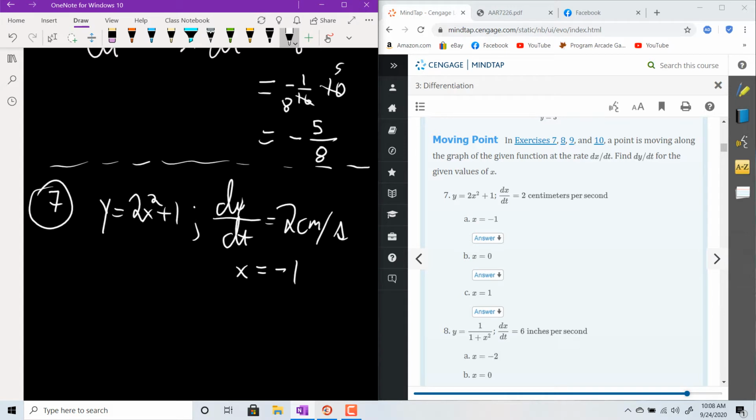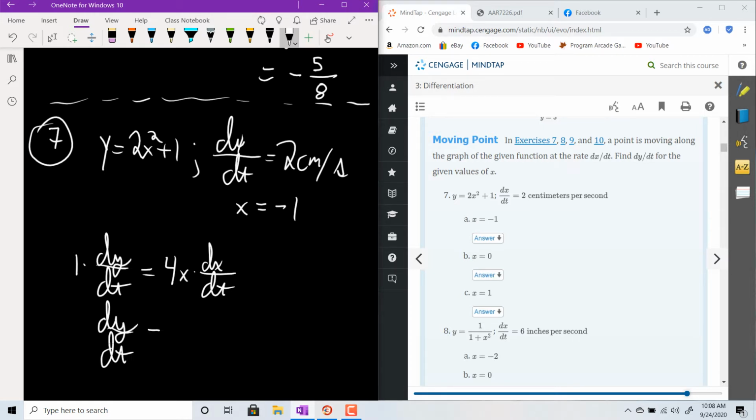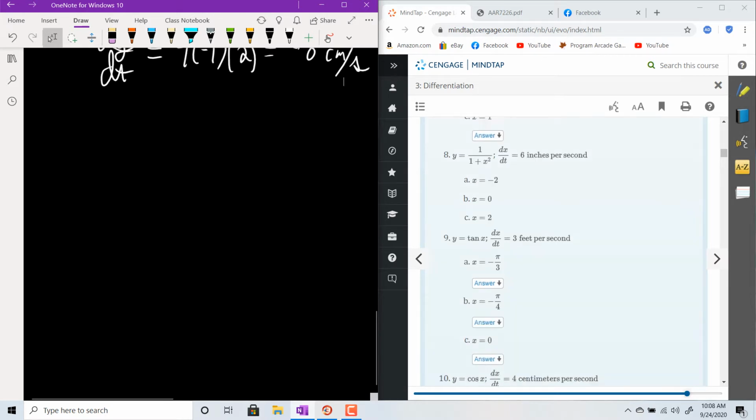Okay. So again, they've given you the equation. All you're going to have to do is differentiate implicitly. So the derivative of y is 1 times dy over dt. On the right-hand side, the derivative of 2x squared will be 4x times the derivative of x with respect to t. With respect to t, the derivative of 1 is 0. And then we could just plop in our information. Okay? So we have 4 times -1 times 2, which will give us -8 centimeters per second. Okay? So again, pretty simple so far.